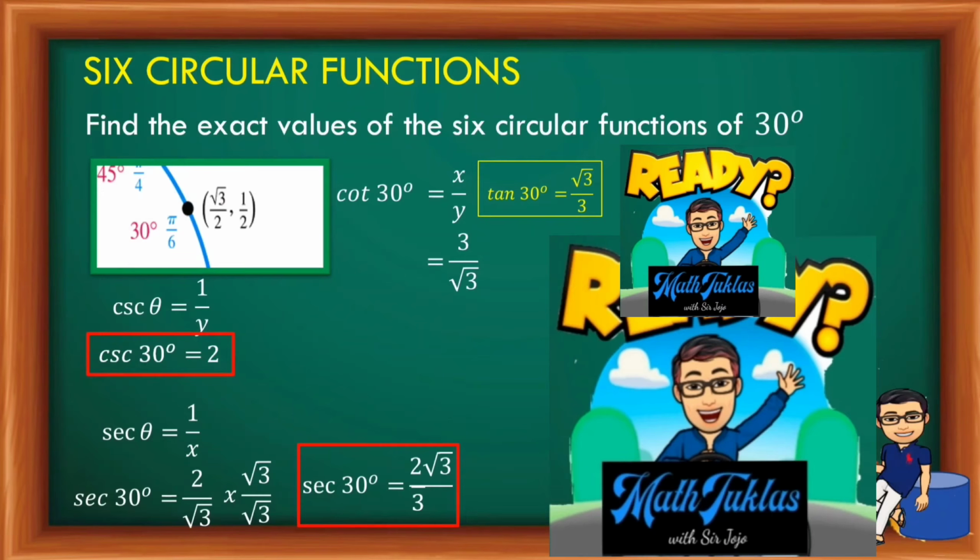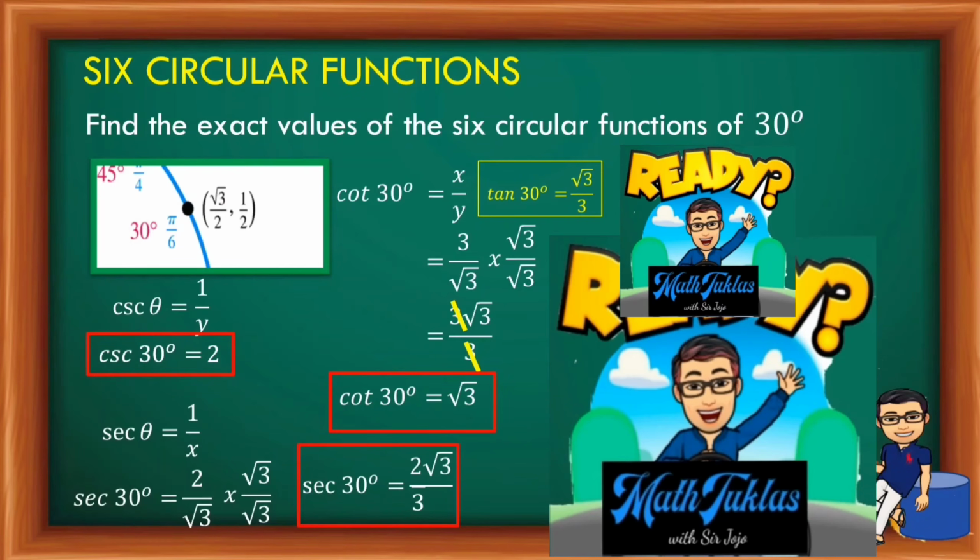So again, i-rationalize because the denominator contains radical symbol. Multiply both numerator by the square root of 3 over square root of 3. Therefore, 3 times the square root of 3 over square root of 3 times the square root of 3, square root of 9, at ang square root ng 9 ay 3. So, makakancel na ang 3. Therefore, cotangent 30 degrees is equal to the square root of 3. So, sana nasusundan na natin.